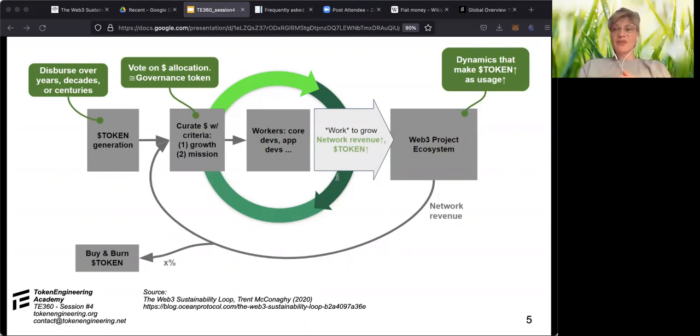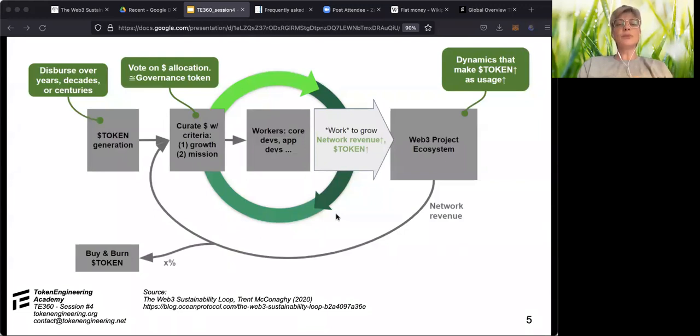But I go back to the article: disperse over time. This gives teams a longer runway to iterate towards product market fit, important, and more funds to catalyze growth once product market fit is achieved. And I call this the Web3 Sustainability Loop. The image illustrates this. It has parallels to successful nations and successful businesses.